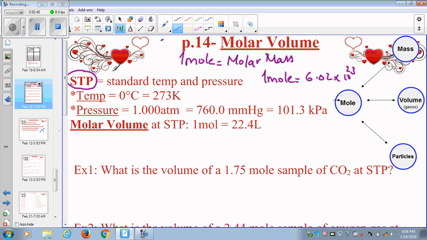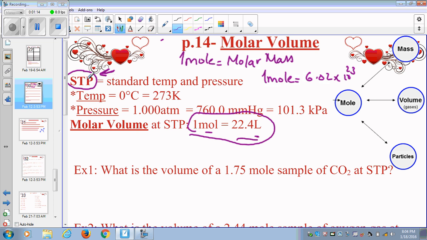For 1 mole of any gas, it will take 22.4 liters. But what I want to discuss here is STP. STP is standard temperature and pressure. These are the values that you have to know. At STP, 1 mole of any gas will be equal to 22.4 liters. So this is our conversion factor when it comes to moles and volume.